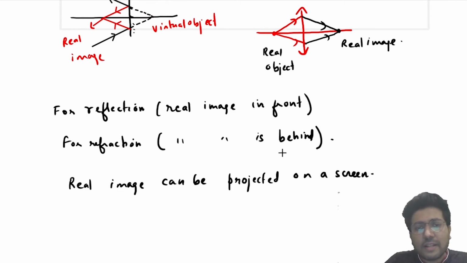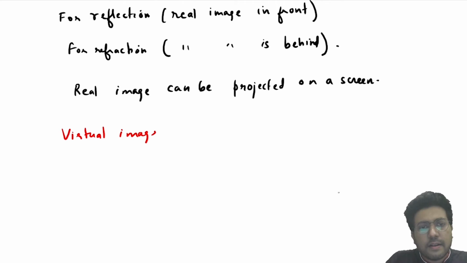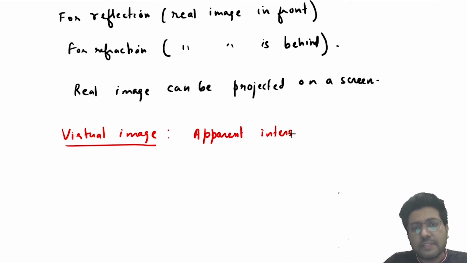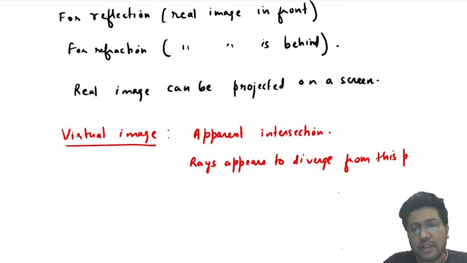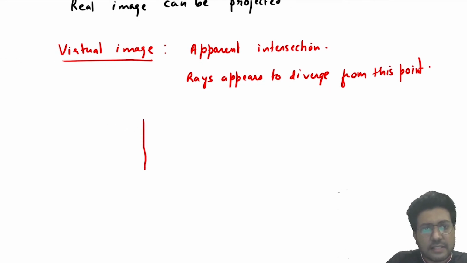Okay. Now what is a virtual image? The next definition is virtual image. So this is again the point of intersection of reflected or refracted rays, but this time there is apparent intersection. Apparent intersection, or you will say that rays appear to diverge from this point. So I'll show you one example of reflection as well as refraction.